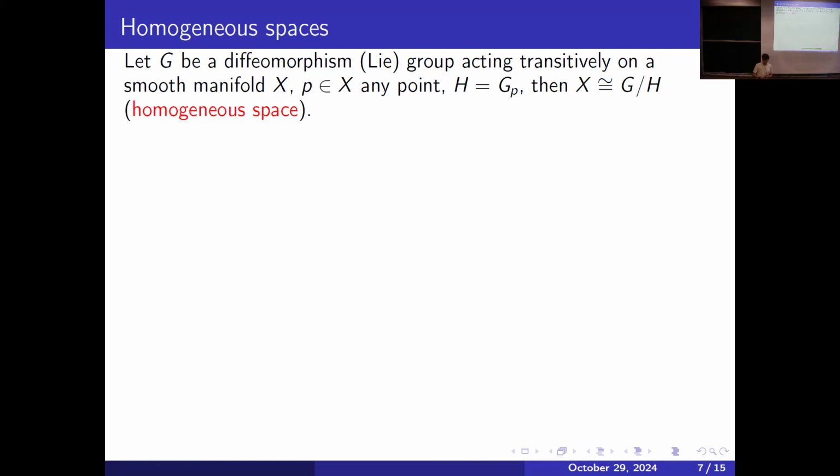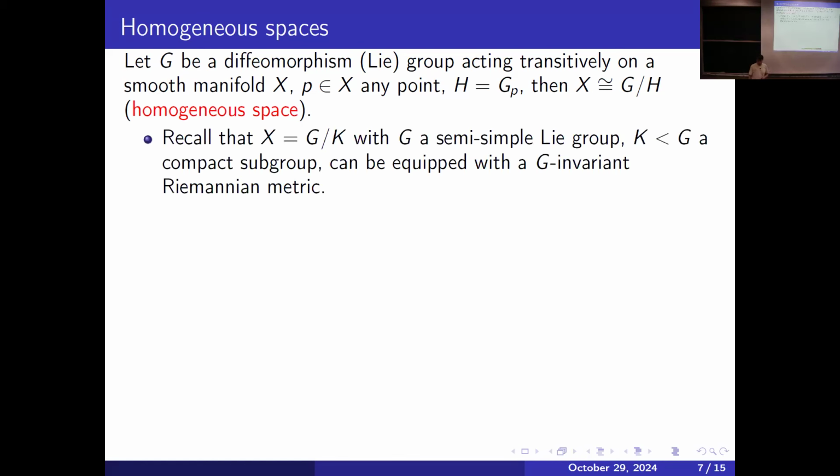Well, in fact, this can be stated in a broader setting of just a topological group acting transitively on a topological manifold, then you will have a homeomorphism. But if everything is in the smooth setting, then it is a diffeomorphism. So in this case, we have this natural identification of the manifold X with this quotient G mod H.